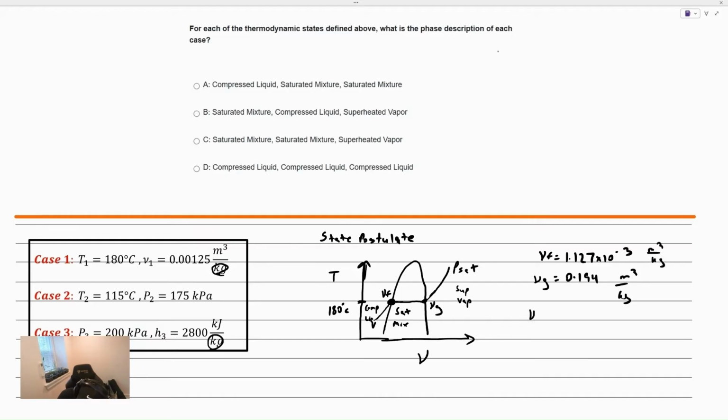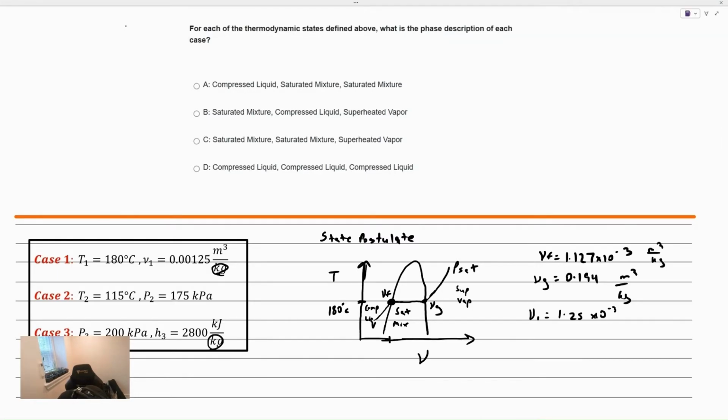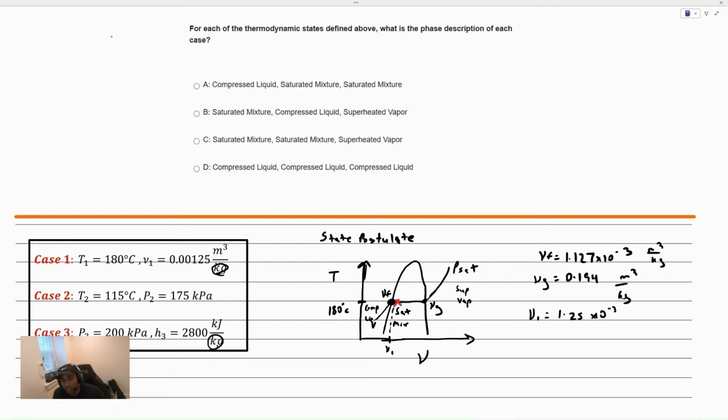And our given specific volume, the V1, is 1.25 times 10 to the minus 3. Now our V1 is between VF and VG. That 1.25 is a little bit bigger than the VF value. What that means is that if we draw our V1, we'd have an intersection within the dome, and if we draw that intersection point, it would be here. So because we intersect within our saturation dome, we have a saturated mixture. So the first one is a saturated mixture.